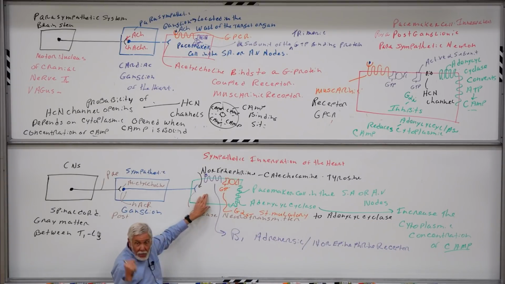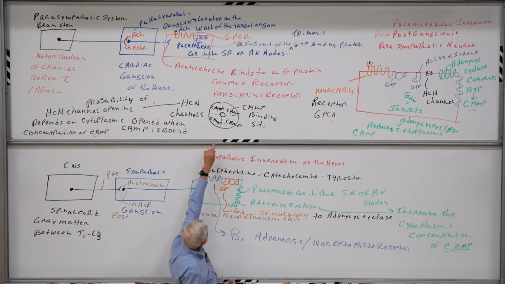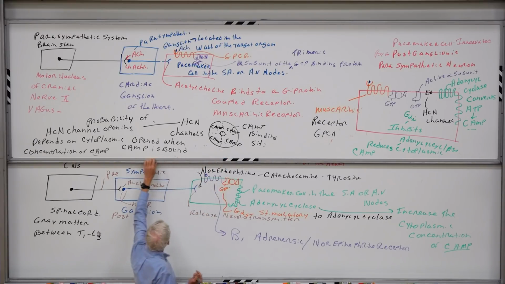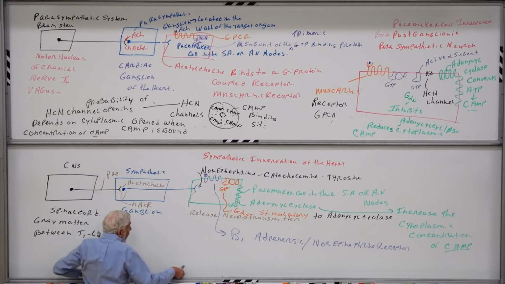Again, the target of the cyclic AMP is the HCN channel. The cyclic AMP is going to bind to the HCN channel. If we have more cyclic AMP available, what's that going to do to the probability of opening this channel? It's going to increase the probability. If we increase the probability of, I erased it. Oh, it's buried, yeah.